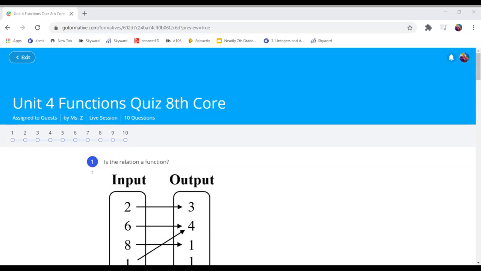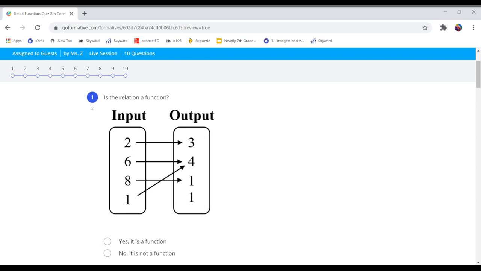Let's go over our Unit 4 functions quiz from last Thursday. Number 1, is the relation a function? In order for the relation to be a function, each input must go to exactly one output.